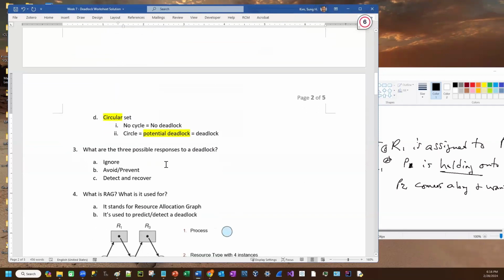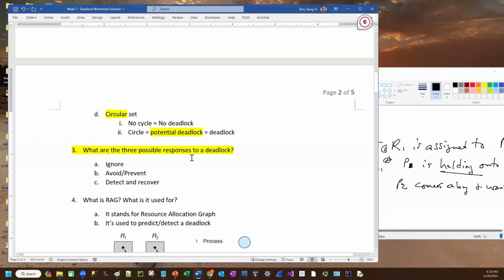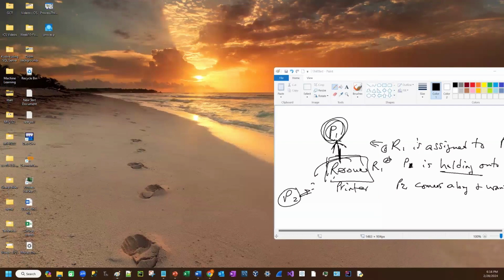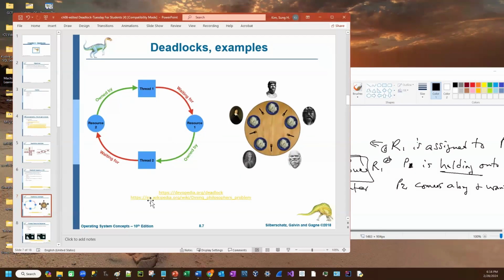Now, before we talk about the deadlock situations, let's ask, what are the three responses if the deadlock happens? Let me share with you the PowerPoint. That's a little better.